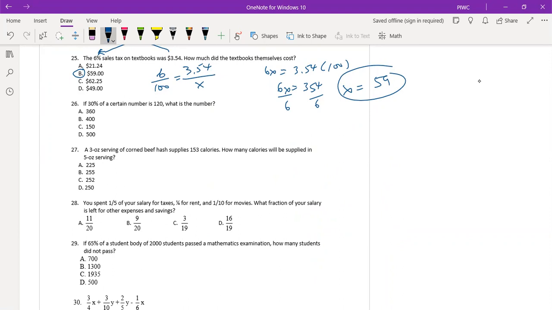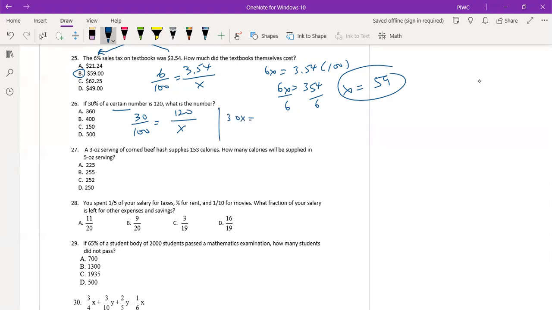26 says, if 30% of a certain number is 120, what is the number? Okay. So you can set a proportion. 30%, write that down, of a certain number. We don't know the number, so of X, that's the base. Is 120, that's the part. And then do your cross product.